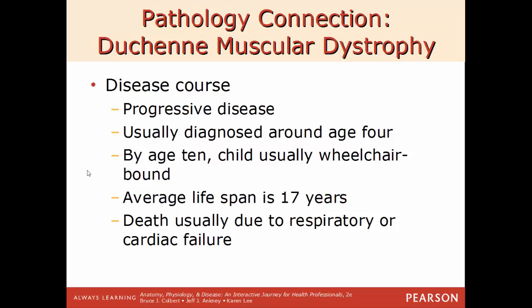The average lifespan of someone with Duchenne MD is about 17 years. Of course, it is an approximation. Death is usually caused by respiratory failure or cardiac failure.